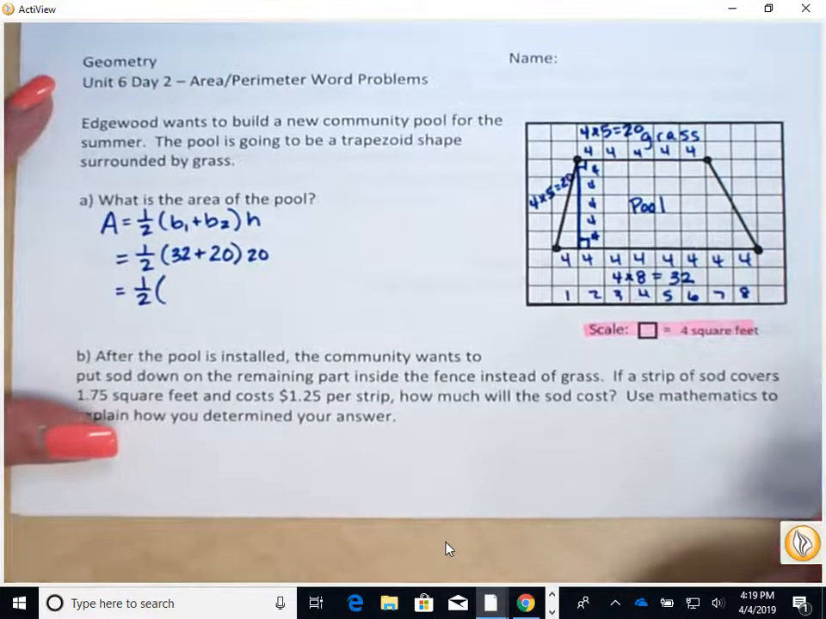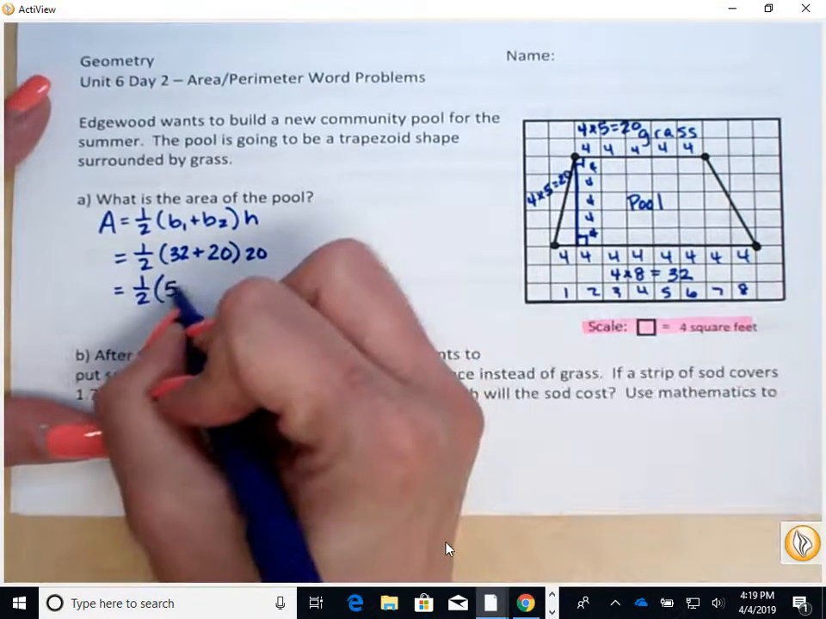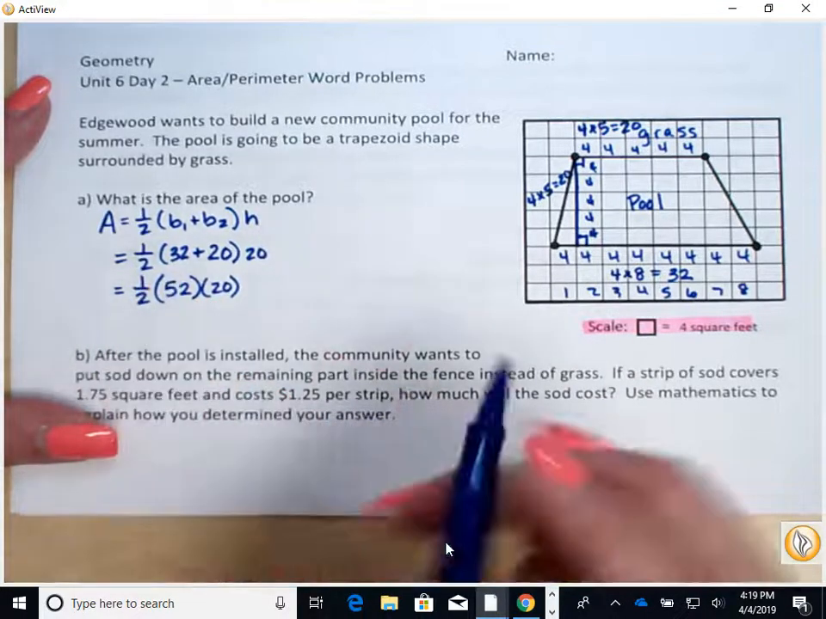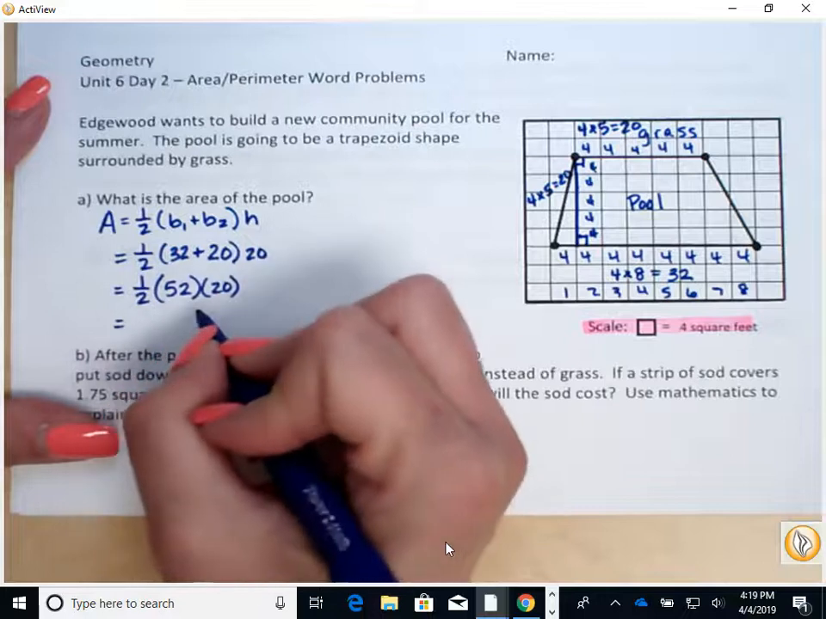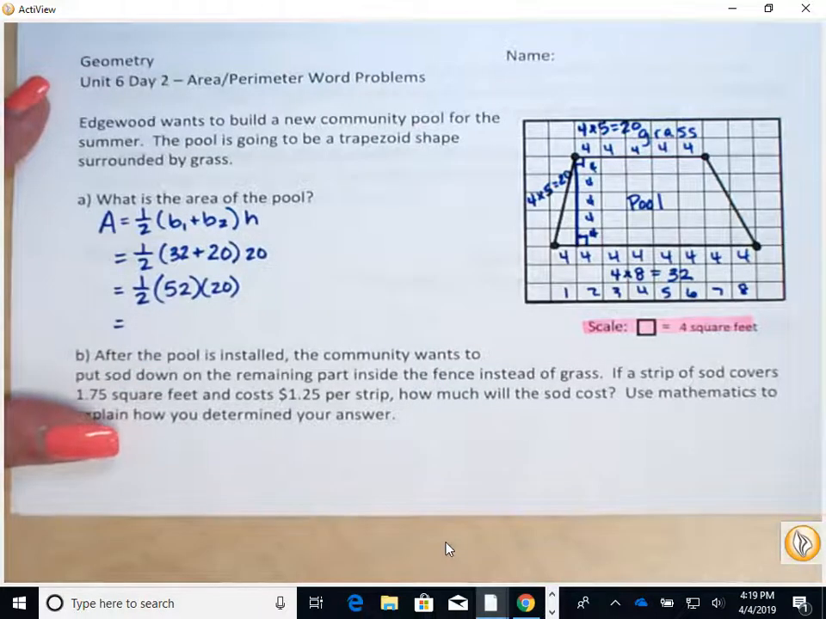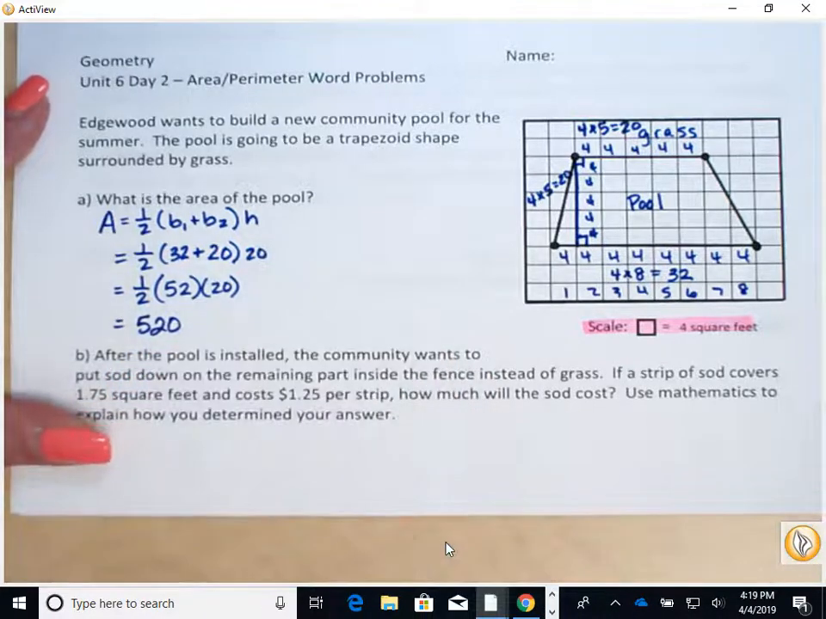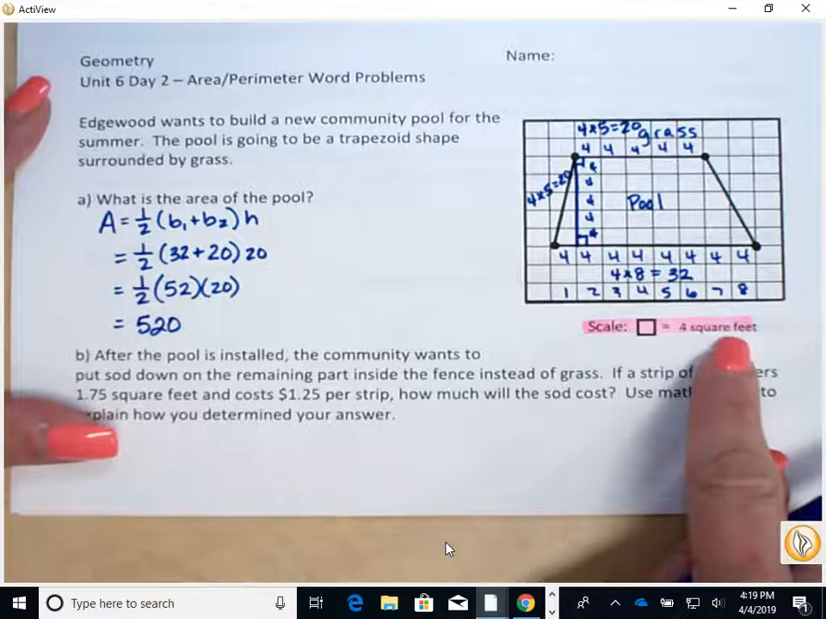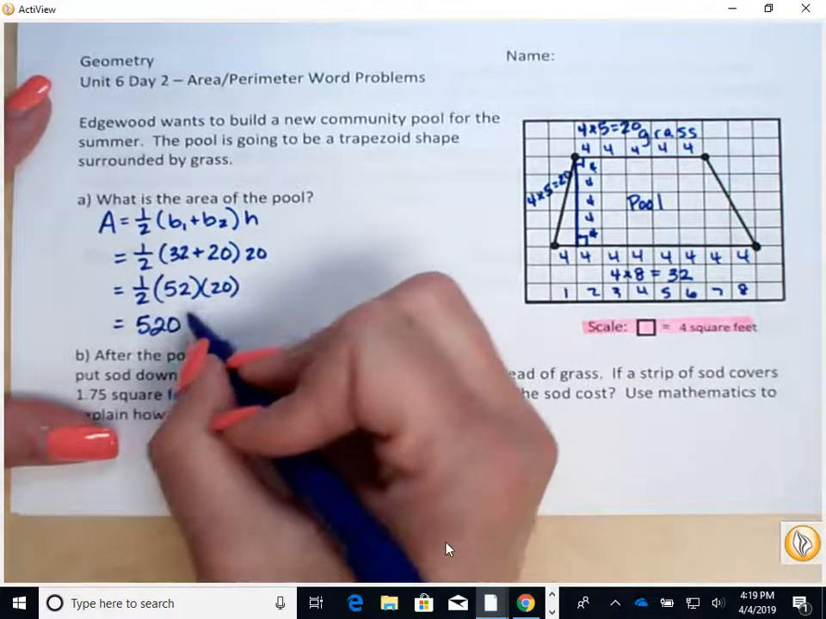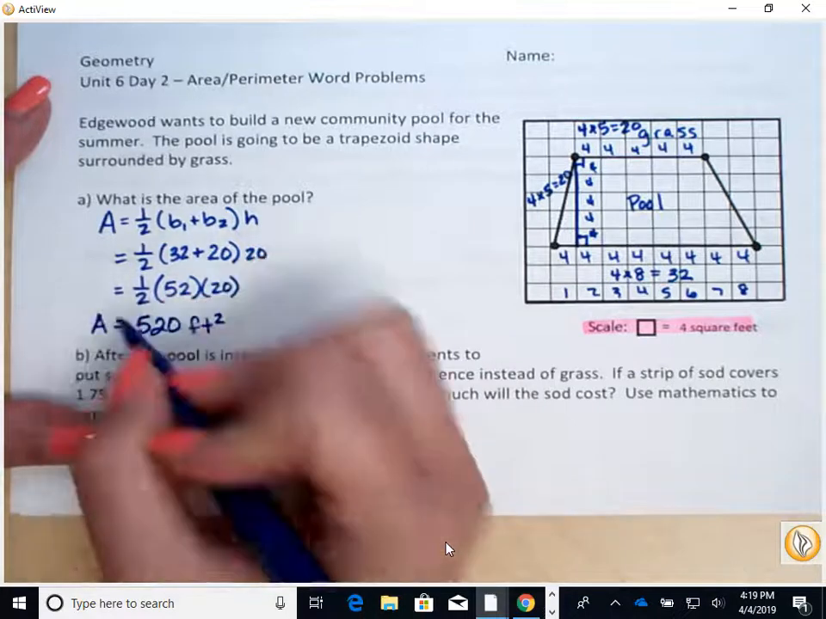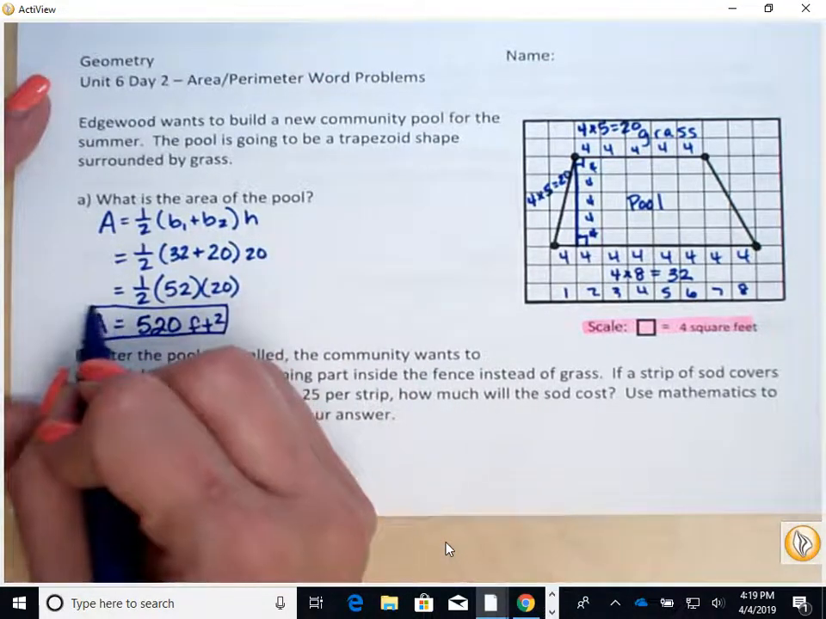All right, so 1/2 times, first do what's in parentheses. 32 plus 20 gives me 52. 1/2 times 52 gives me 26. 26 times 20 gives me 520. So our area is, now they said this was square feet, so that means the area is 520 feet squared. So the area of the pool equals that.